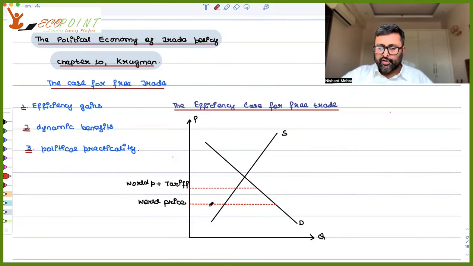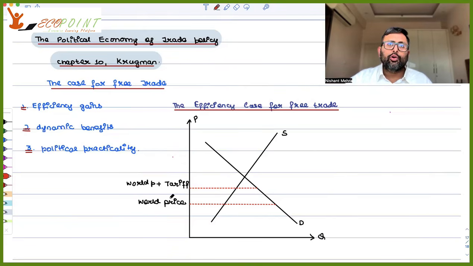We have demand and supply functions. We have the world price. So when we say world price, this means the price at which the good can be bought or sold in the market, right? In the international market. And world price plus tariff is the higher price which the domestic consumers and producers face when the tariff is put, right? So both consumers and producers are going to face high price when the tariff is put.